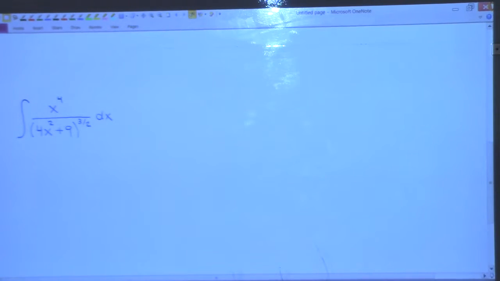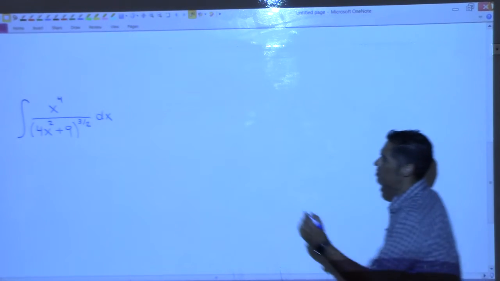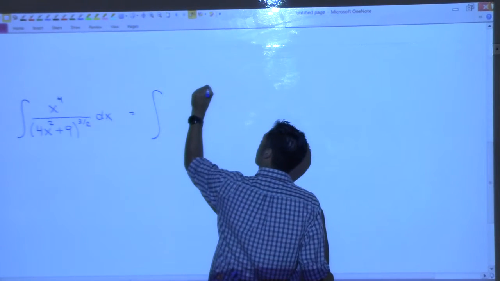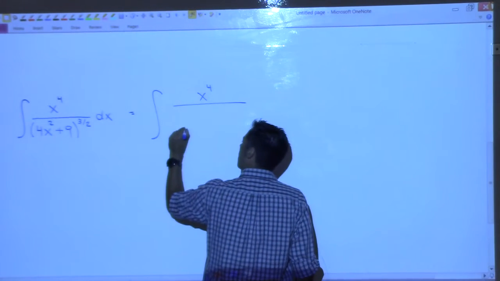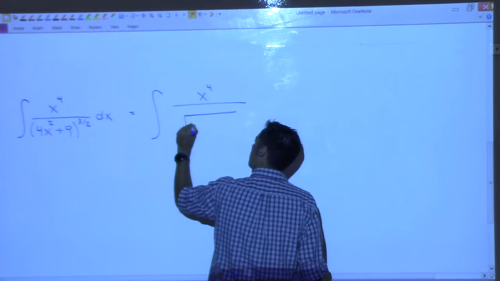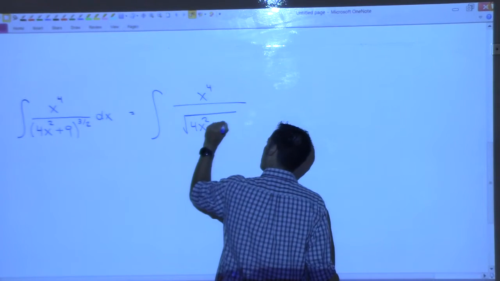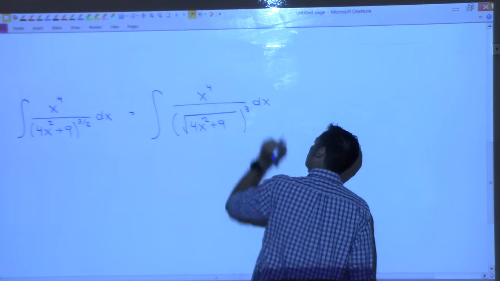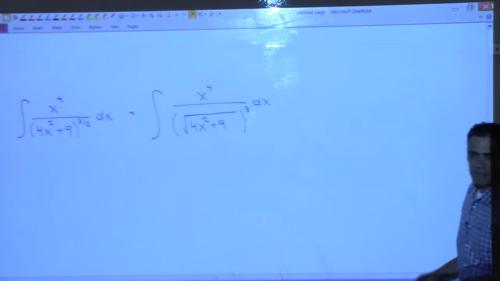All right, so first, we have a square root hidden within this problem, just like the form that we were looking at. So let's just rewrite this as x to the 4th over the square root of 4x squared plus 9, all of that cubed dx.